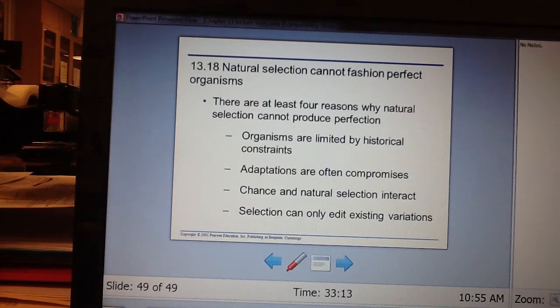That's it. Now we're done looking at microevolution. The next chapter is going to look at macroevolution.